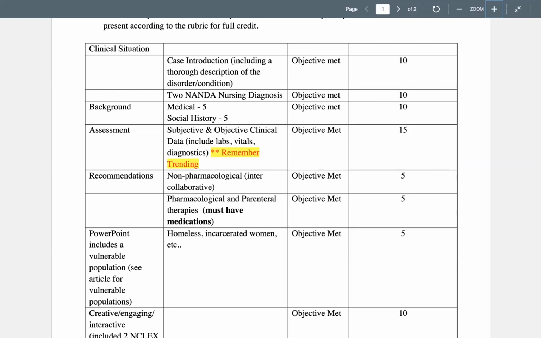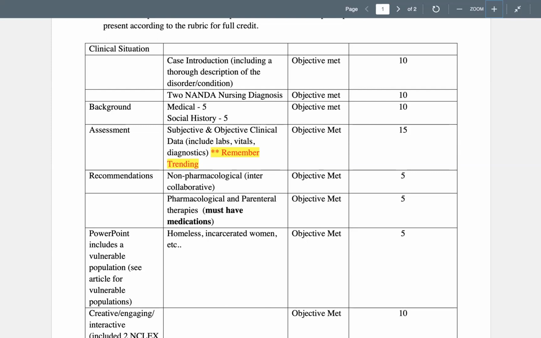Then you have 15 points for your assessment. I want to see a good, thorough assessment. If it's the baby you're doing, then mom can say, I noticed the baby had fast respirations. I noticed the baby was grimacing. I noticed the baby was, I don't know, whatever, right? Crying. Objective is what you observe.